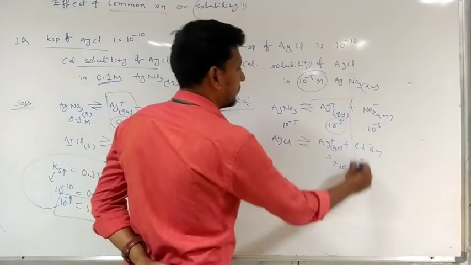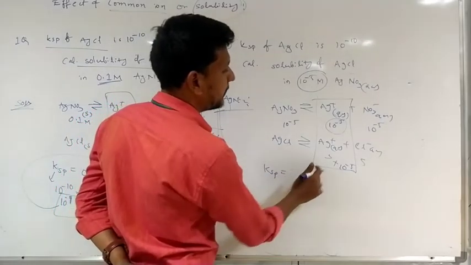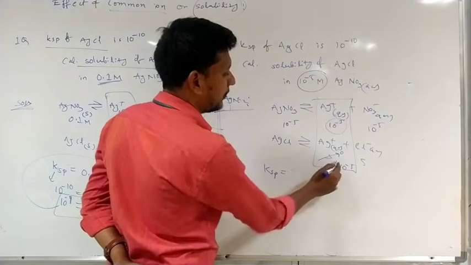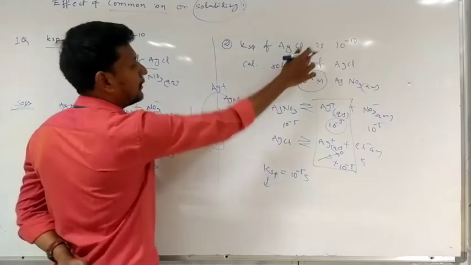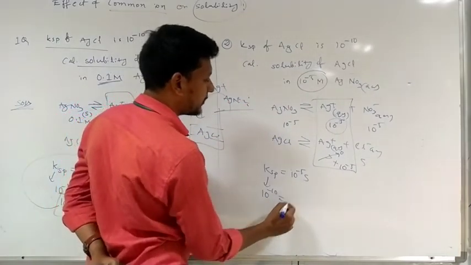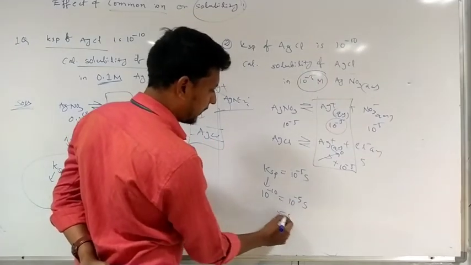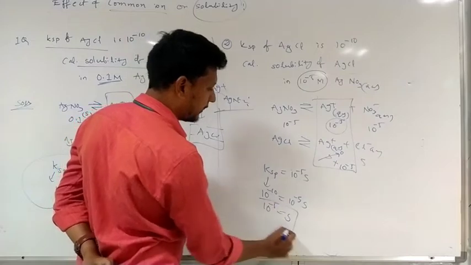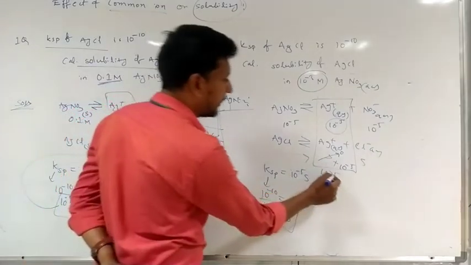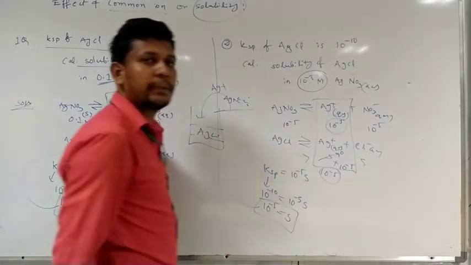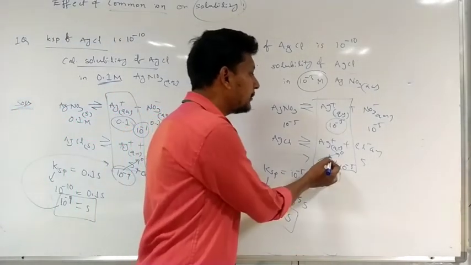Now, due to the common ion, I am going to solve. KSP is equal to, this term going negligible, 10 to the power minus 5 into S. What is the KSP value? The KSP value is 10 to the power minus 10. So 10 to the power minus 10 is equal to 10 to the power minus 5 into S. What is S? S is equal to 10 to the power minus 5. Now compare 10 to the power minus 5 with 10 to the power minus 5. Is any difference there? No. That's why we need not neglect this term.